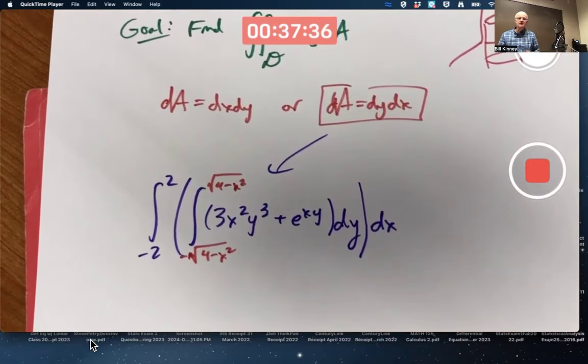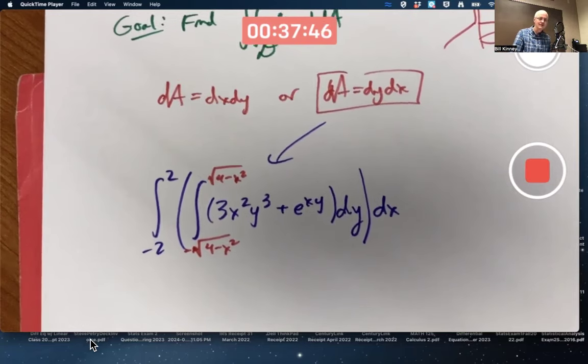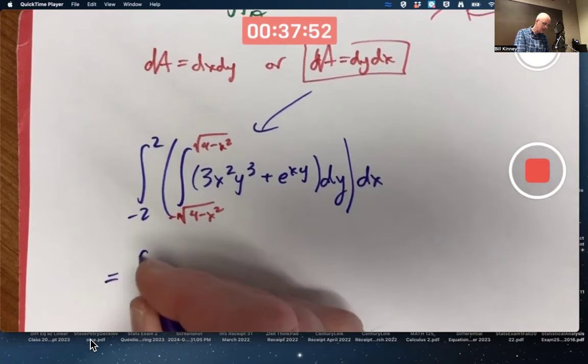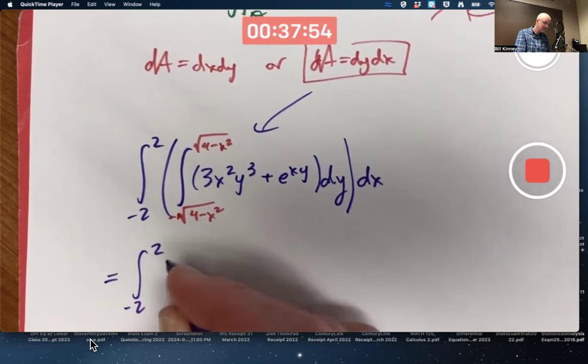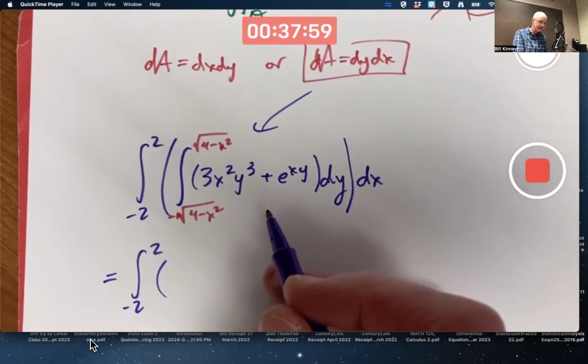Technically, doing the inner integral by hand is not difficult. Let's go ahead and do that one by hand. The outer integral, because of these square roots, might be too hard. But let's see how the inner integral goes. Keep the outer integral as is. Do the inner integral with respect to y. Treat the x as constant.